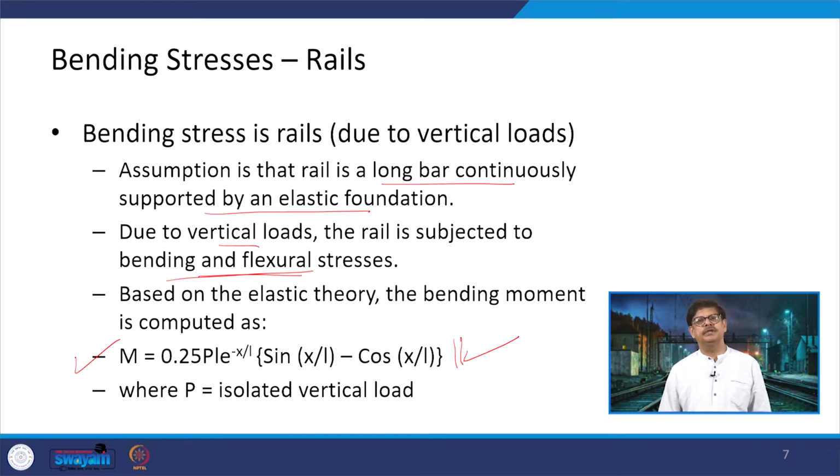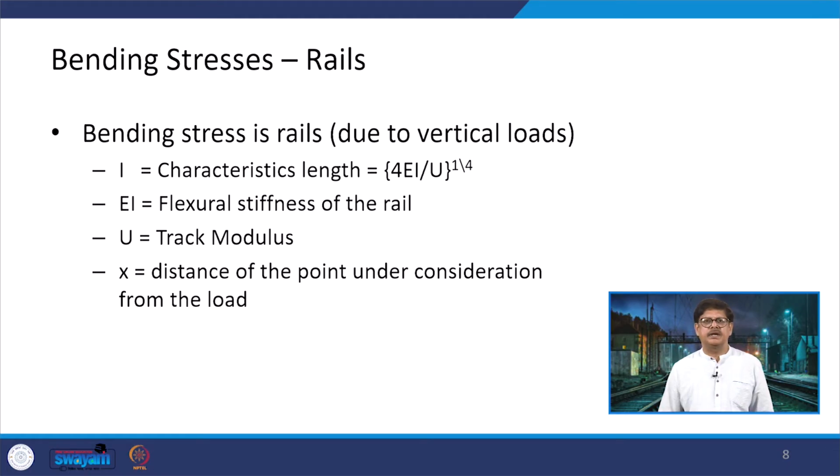Now, what are the various parameters being used? Let's look at that. P is the isolated vertical load. Continuously we are talking about P in that form, and if it is a small p, we talk in terms of pressure. Then L is the characteristic length, and it can be calculated by using a formula which is the fourth root of 4EI divided by U, where E and I are the modulus of elasticity and the moment of inertia, but together E and I can also be defined as the flexural stiffness of the rail section, and this U is the track modulus.